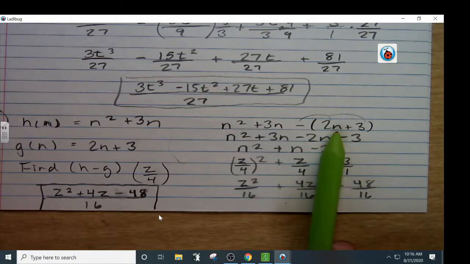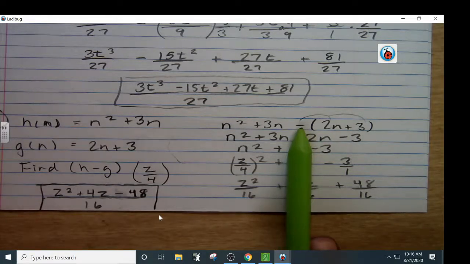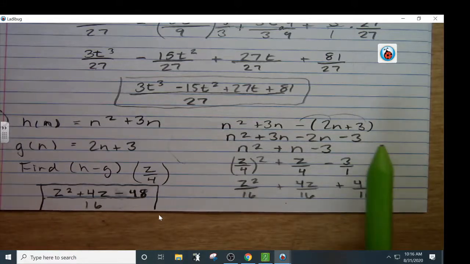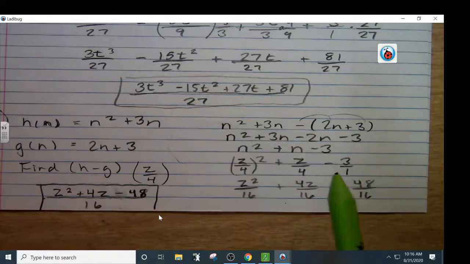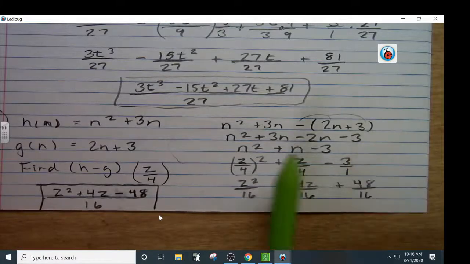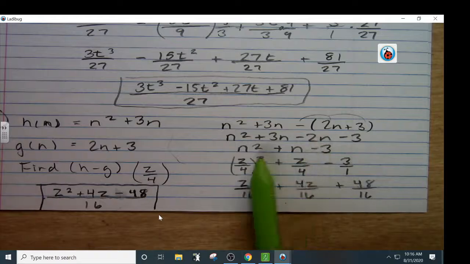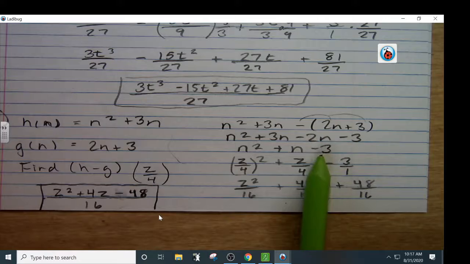Now, guys, that negative when you minus that is just going to change the sign of g. Now the only like terms you have are the 3n and the minus 2n. So that becomes positive 1n. So it's n squared plus n minus 3. All right, now that's as clean as I can get it. I cannot break it down or simplify anymore.